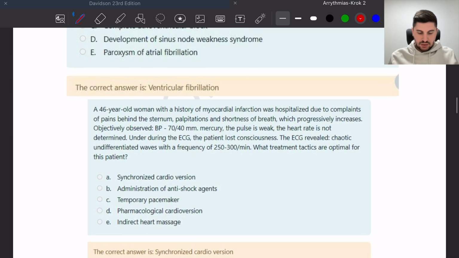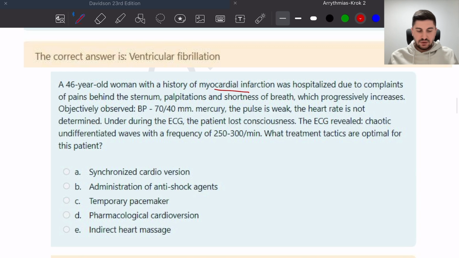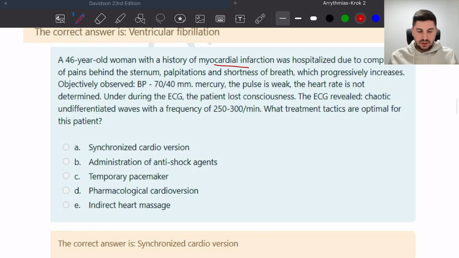Next we see a patient with a history of myocardial infarction who complains of pains behind the sternum, palpitation and shortness of breath, progressively increasing. Blood pressure is 70/40, it's low. During the ECG, the patient lost consciousness, and the ECG reveals chaotic, undifferentiated waves. They use this term, chaotic waves, a lot, with a frequency of 250 to 300. So what treatment tactics should be chosen? Before the treatment tactics, what is the diagnosis? If it's chaotic waves like we discussed and an unconscious patient, it's ventricular fibrillation, and the treatment will be synchronized cardioversion, which is another word for defibrillation.